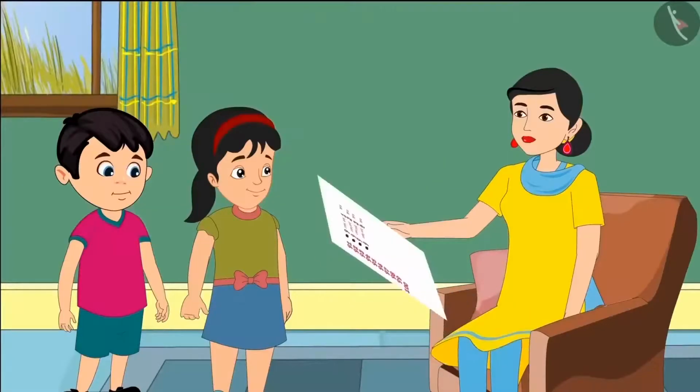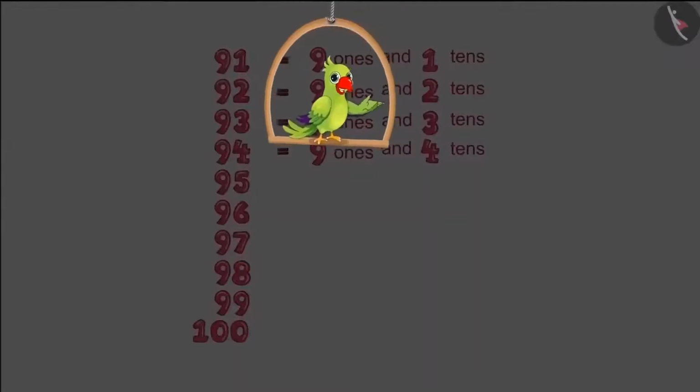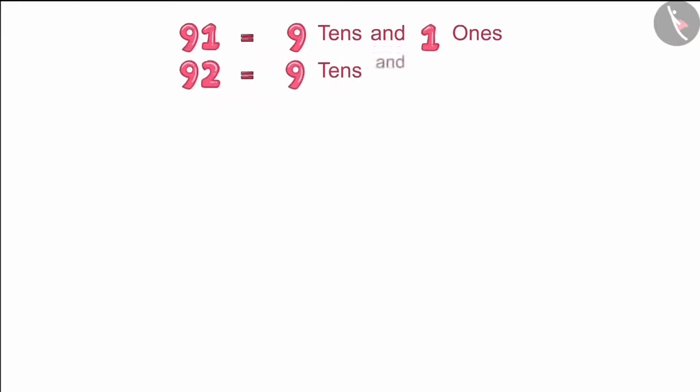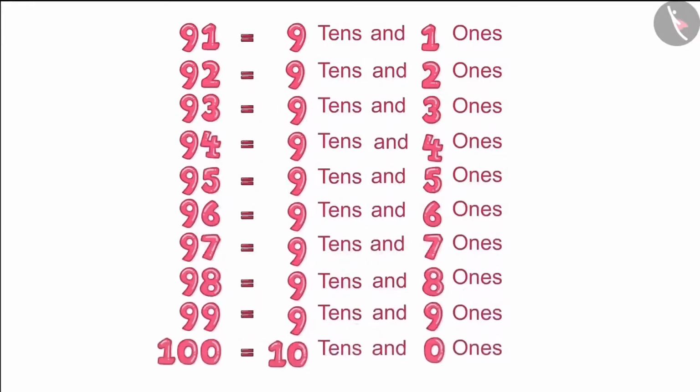Take this and just fix it up. Okay, Mummy. Chotu and Pinky then corrected their charts. Come on, let's see what they wrote now. It is written here that there are 9 tens and 1 ones in 91. Then there are 9 tens and 2 ones in 92. And just like that, they corrected all the numbers and wrote them down.